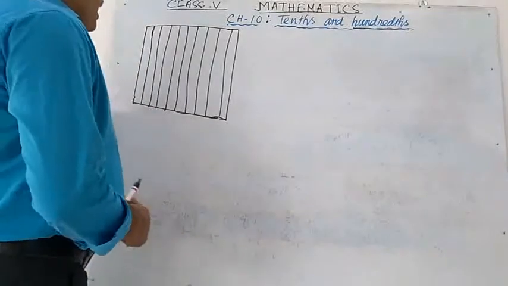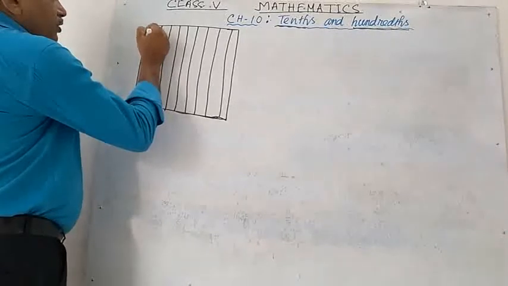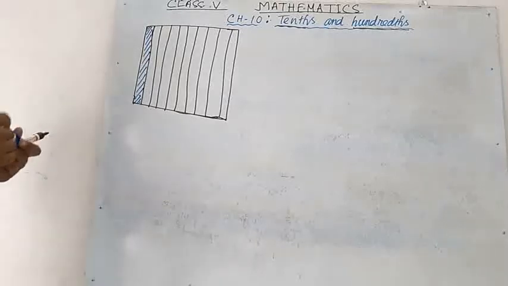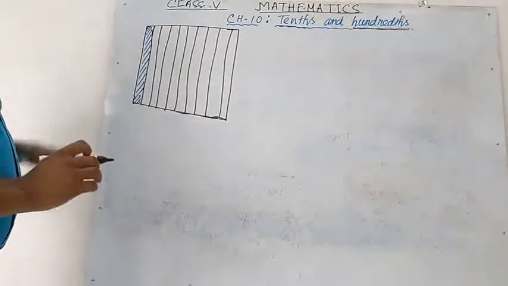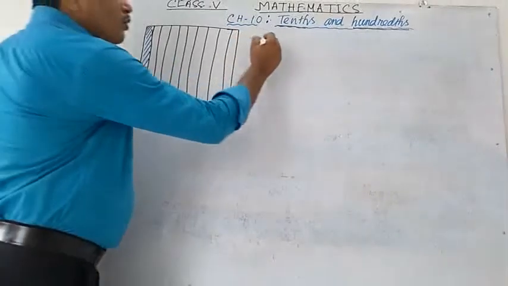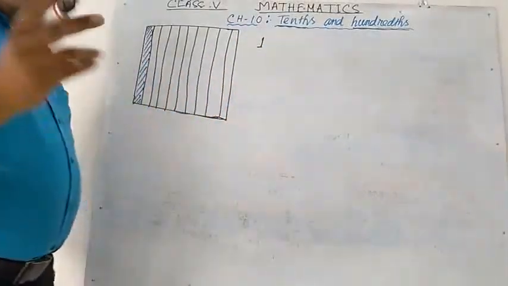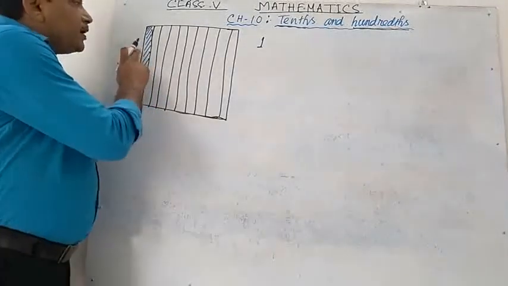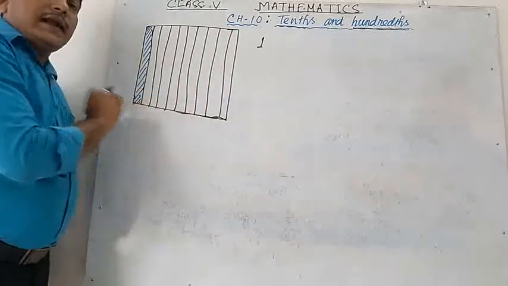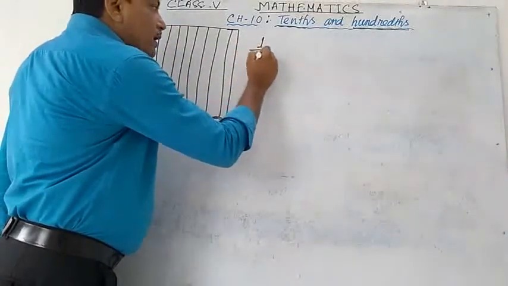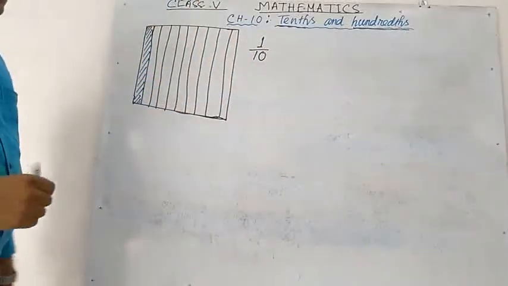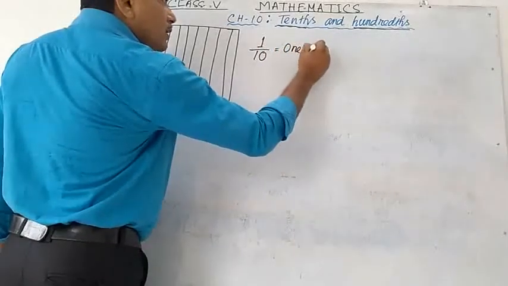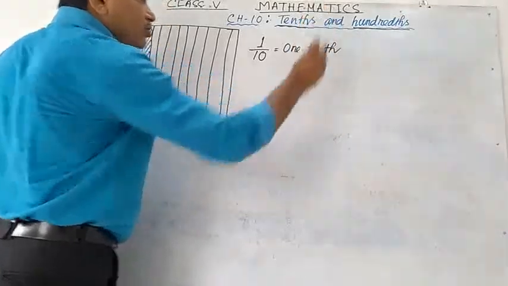Now, if I shade one part, how many parts have I shaded? One part. According to your concept of fraction, I have shaded one part out of 10 parts, that is 1 by 10. This 1 by 10 is called 1/10th.